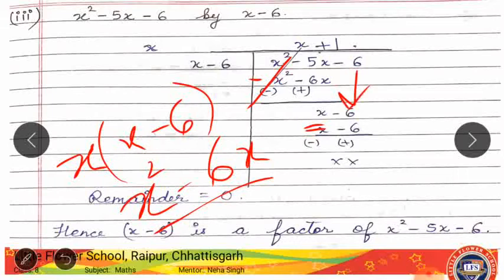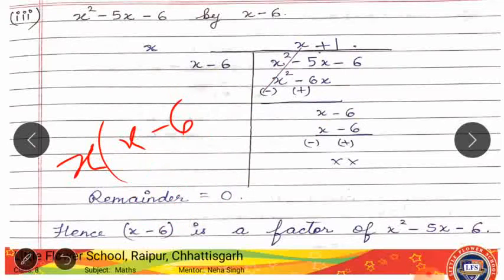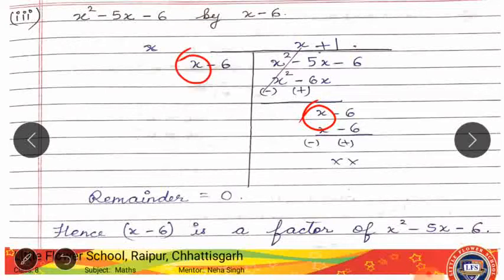Now we'll copy down the next number 6, right? Now we have got the new dividend, so again we'll repeat the steps. We'll divide x by x. What we'll get? 1. x ones are 1, so we'll write here 1, and now we'll multiply 1 with the divisor. So what will we get? x minus 6, the same number itself since it is multiplied by 1.